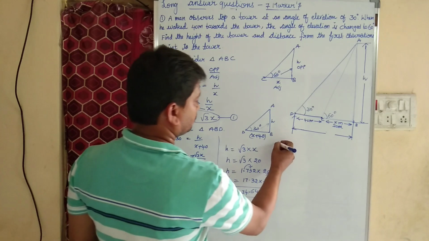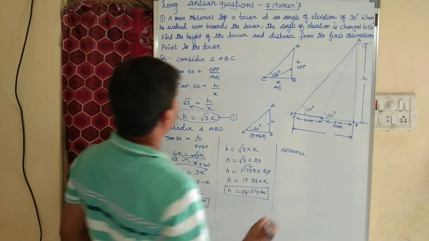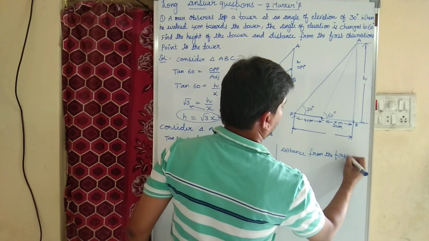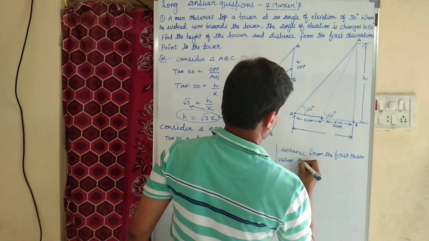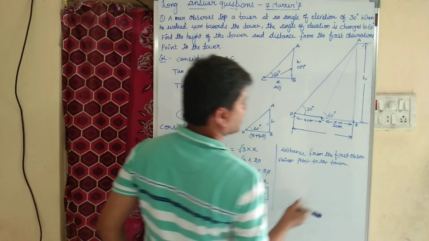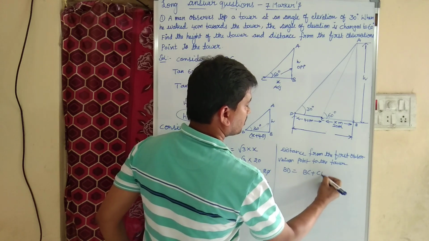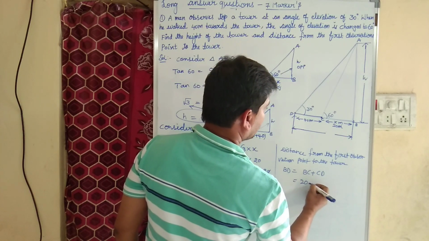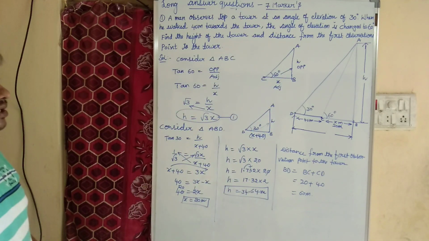Coming to second question. Distance from the first observation point to the tower. They are asking from D to B, that is BD. BD means what? BC plus CD. What is BC, children? BC is X, 20, and CD is 40. So 20 plus 40, how many meters, children? That implies 60 meters. Okay, children?